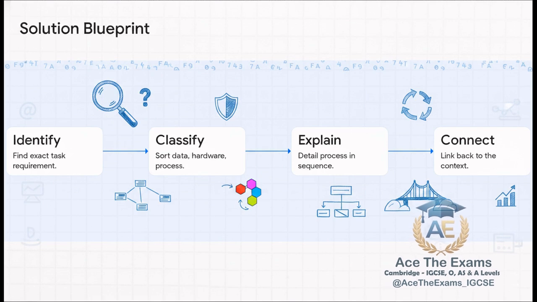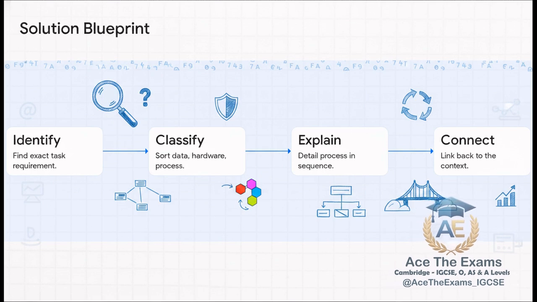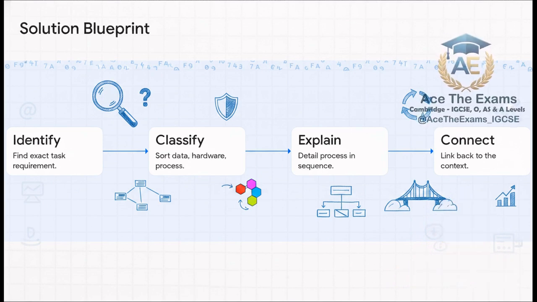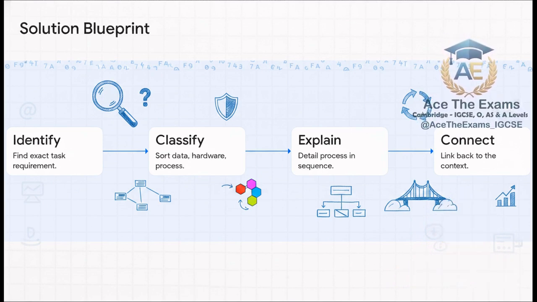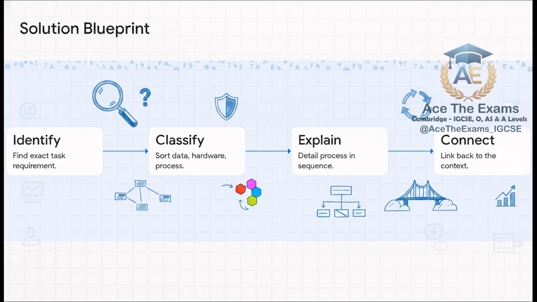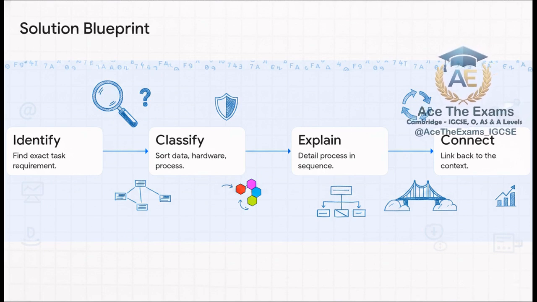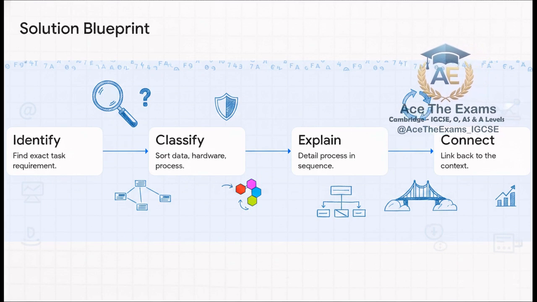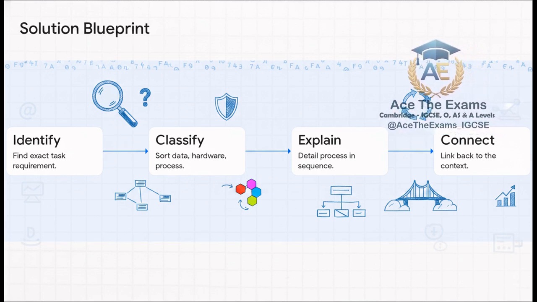Step 1. Identify the exact requirement. What is the command word asking you to do? Is it identify, describe, explain, or evaluate? They all demand totally different approaches. Step 2. Classify the relevant data or hardware. Are we talking about IPv6 addresses here? HTML color codes? System error messages? Figure it out.